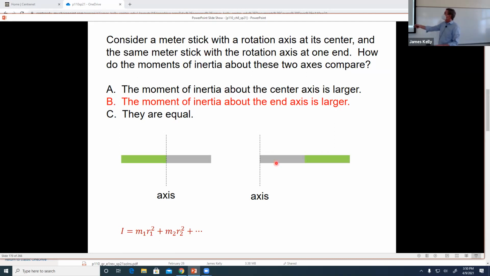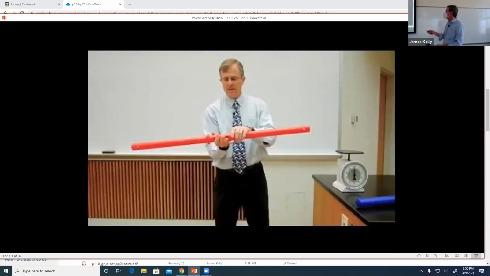And notice the difference between the left and the right is all these bits of mass are closer to the axis on the left than they are on the right. And therefore, all those R's corresponding to those same bits of mass in the green piece are bigger on the right-hand side. So I'm going to get a bigger moment of inertia when I add them all up. But again, intuitively, it's just how hard it is to get it going. When you put mass really far away, it's much harder to get it going. Okay, questions on that one?